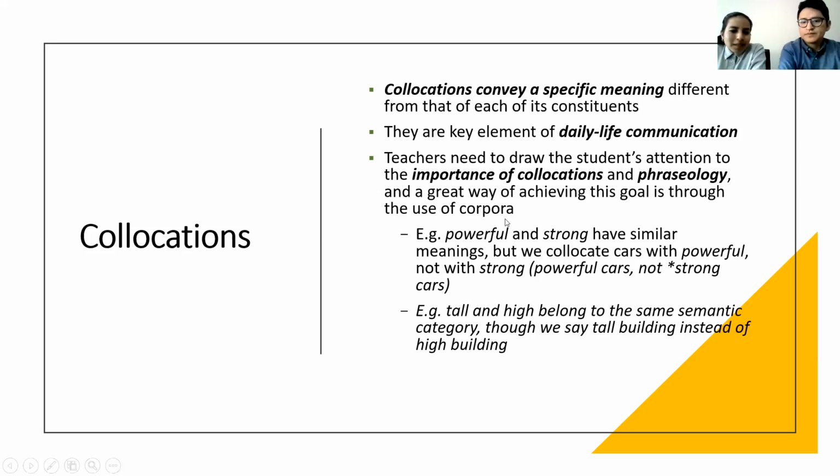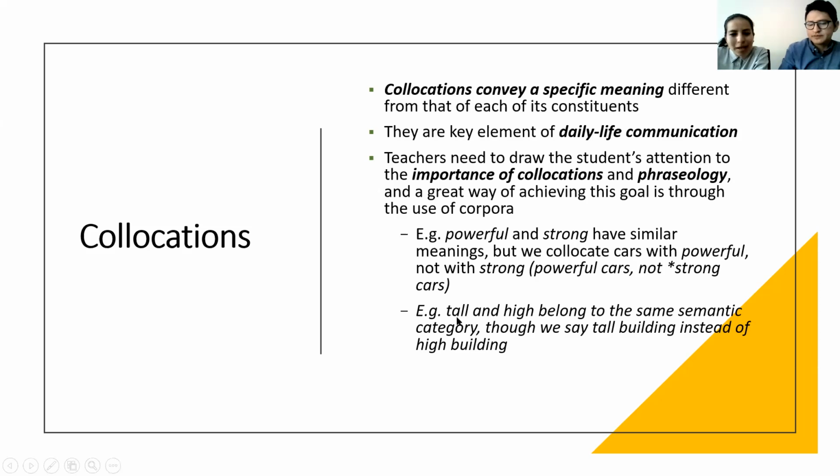So we have 2 more examples, powerful and strong. These 2 adjectives have similar meanings. But when using the noun cars, we say powerful cars instead of strong cars. There is nothing wrong with strong cars, but it's not natural. That's a key as well. And I would say that collocations also help language learners show a higher degree of proficiency, so they sound more fluent. That's why it's also important to teach them.